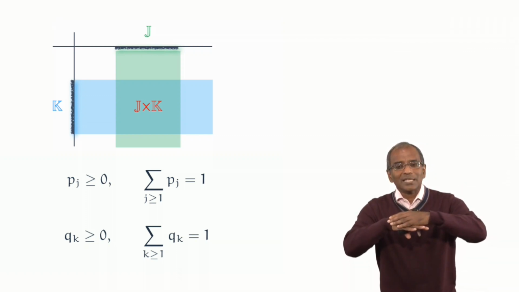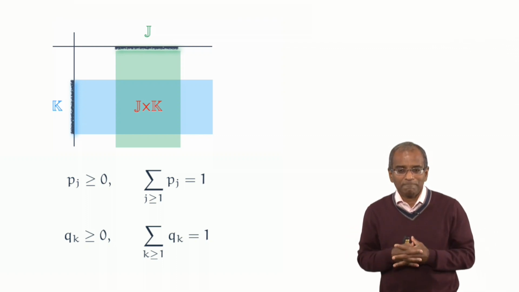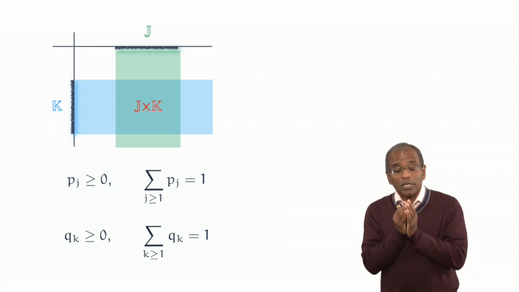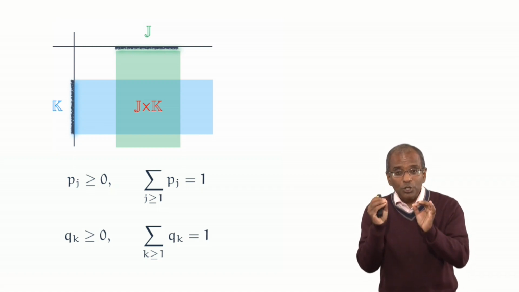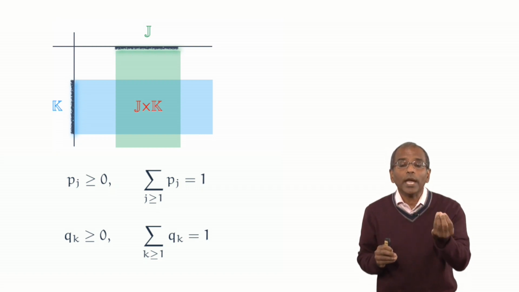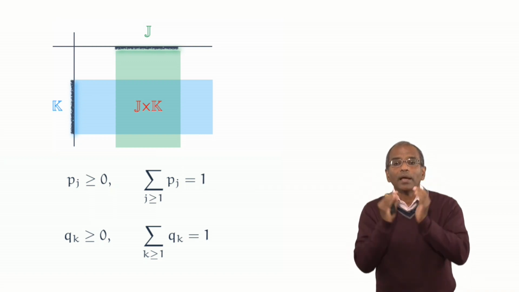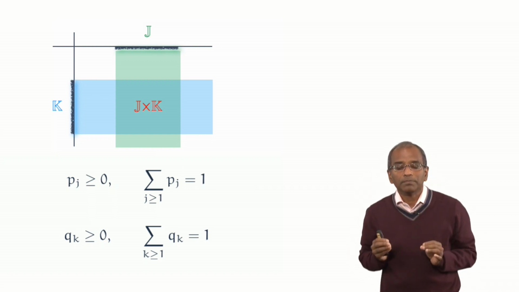Excellent. This is setting the stage. We're now looking at the compound experiment. Now, in the compound experiment, we're looking at ordered pairs, and the mass function allocates probability pj qk to the atom consisting of the ordered pair aj bk.